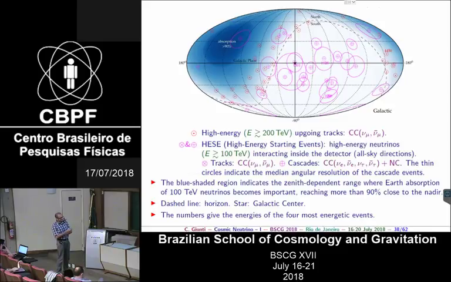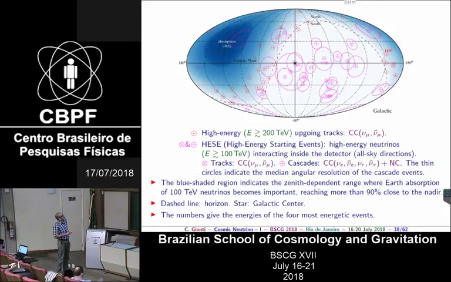Okay, these are the astrophysical events which they observed. You see that they are not many, plotted in this galactic map. This is a projection in which this line is the galactic plane. This star is the galactic center, and since the Earth is inclined with respect to the galactic plane, the Earth horizon is given by this dashed line here. And you can see that the different symbols indicate a different type of events.